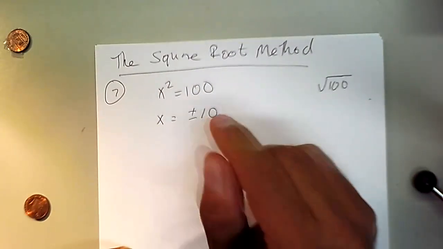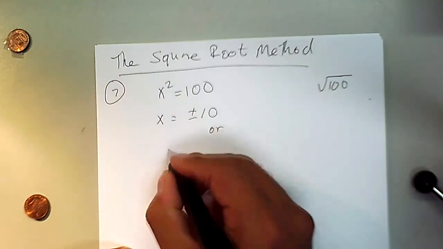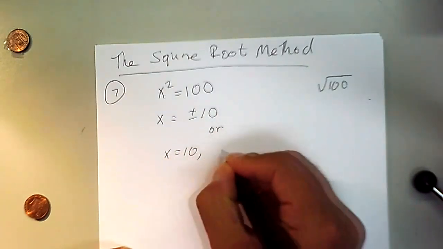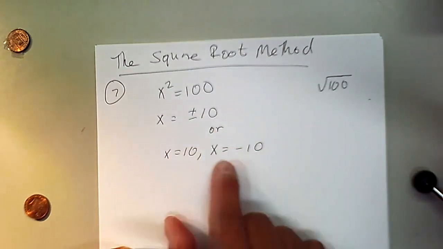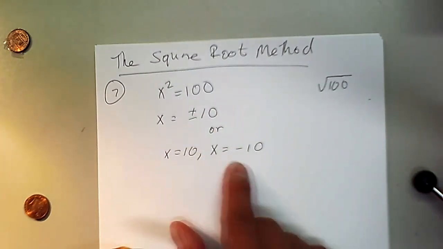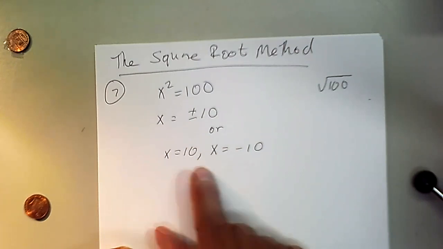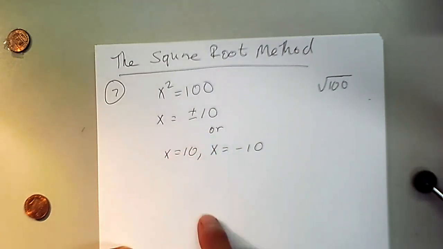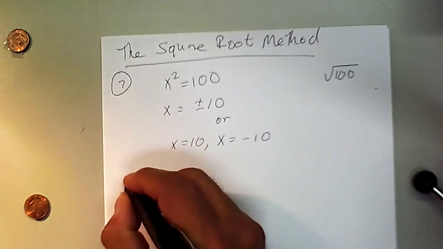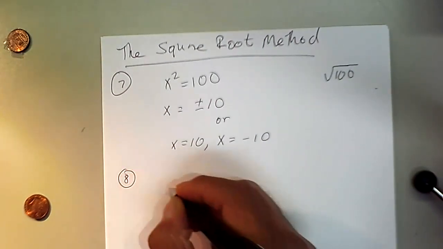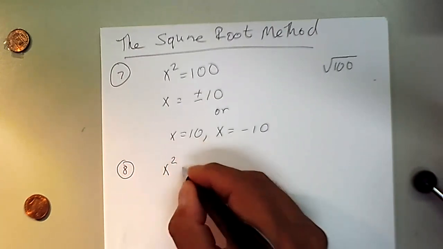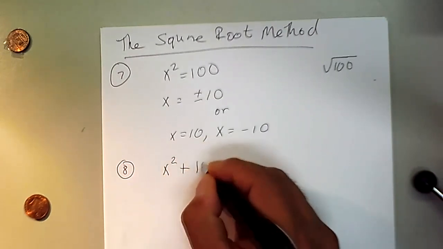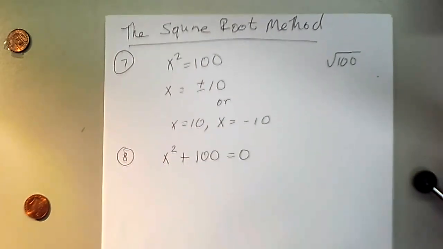That will be okay. Or we can write x equals 10, comma, x equals negative 10. And this makes it clear that we have two separate, distinct, different solutions. So that, or this way. That is simple enough. 8. What if we have x squared plus 100 equal to 0?